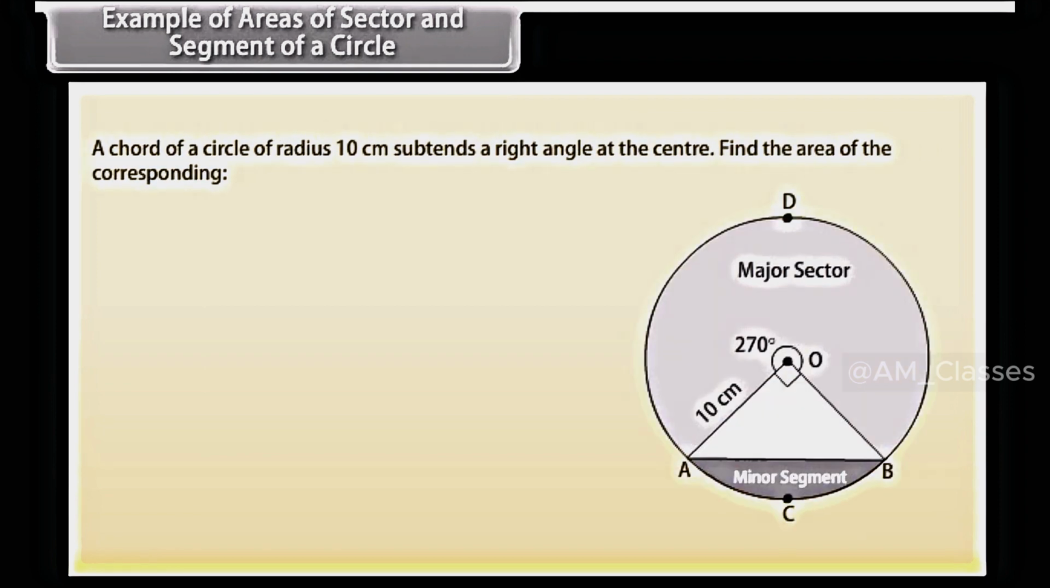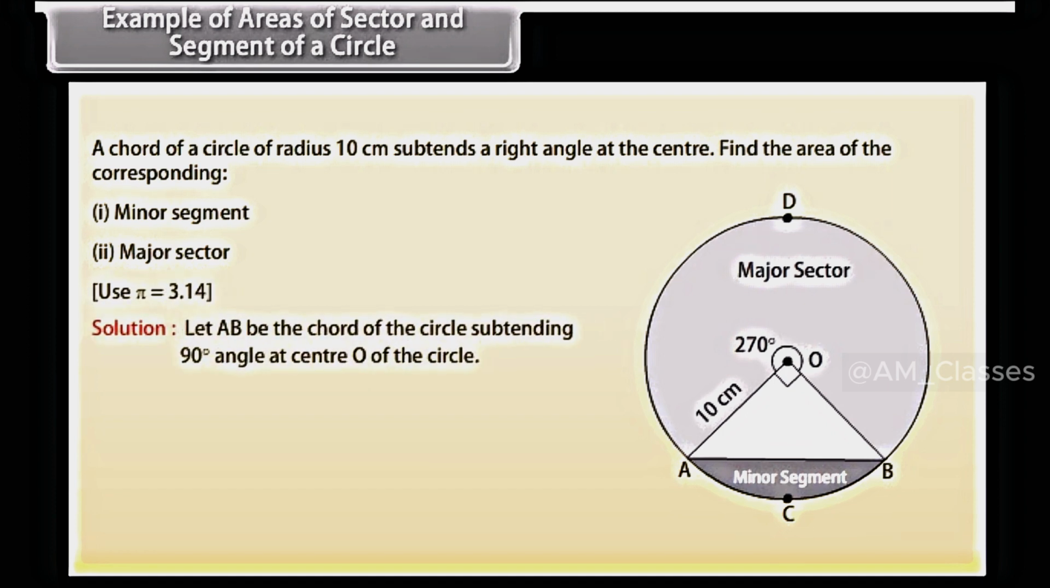Example of areas of sector and segment of a circle. A chord of a circle of radius 10 cm subtends a right angle at the center. Find the area of the corresponding 1. Minor segment, 2. Major sector. Use pi as 3.14.